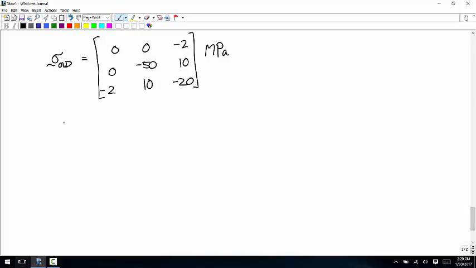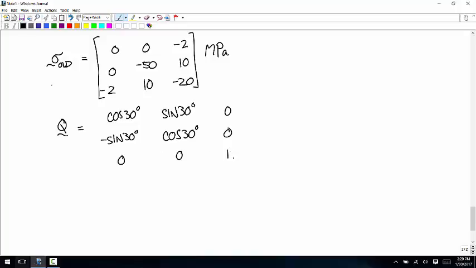And so now we're going to use a rotation matrix, positive 30 degrees about the z-axis. So that's cosine of 30, sine of 30, 0, negative sine of 30, cosine of 30, 0, 0, 0, 1. Which is 0.866, 0.5, 0, negative 0.5, 0.866, 0, 0, 0, 1.